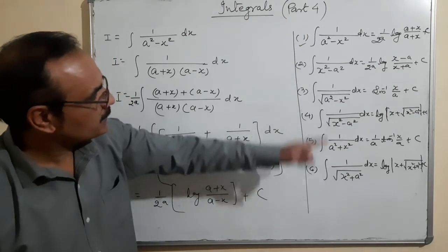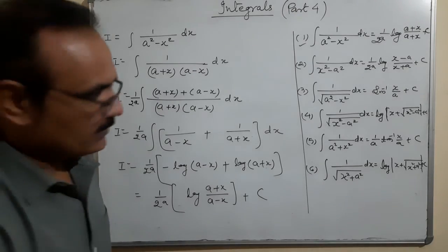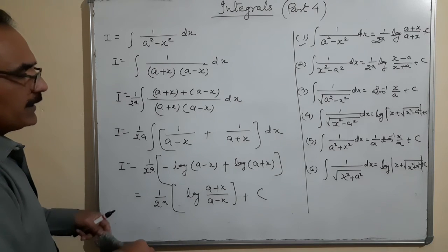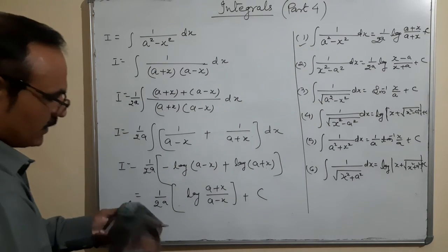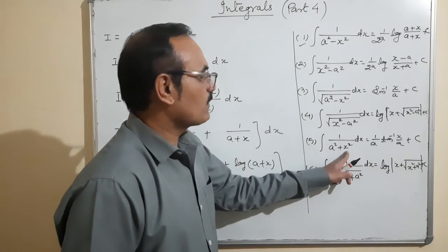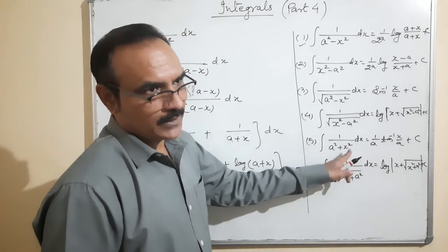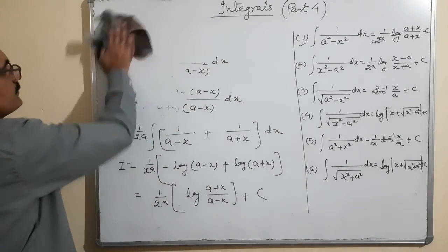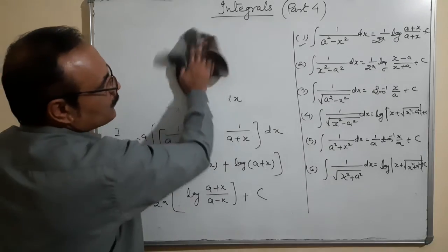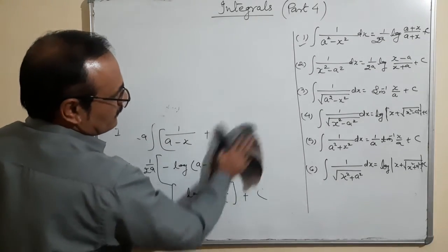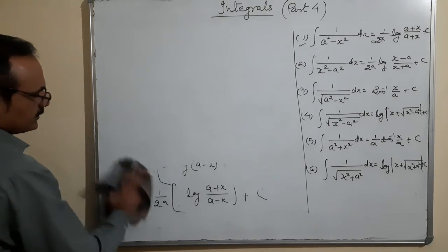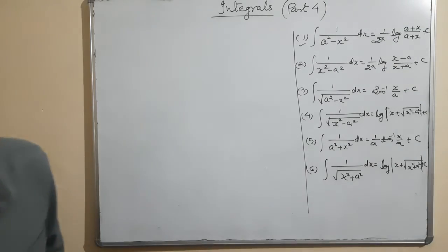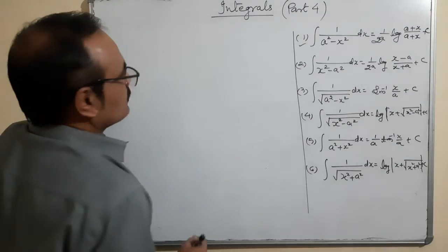Same as you can prove this. For a square plus x square, no, you cannot prove it this way; it is simply tan inverse x upon a. Here we can put x equal to a tan theta, so 1 plus tan square. After that I am taking the fourth. Others you try to prove. This fourth I am taking because it is based on substitution. It is based on substitution, the fourth one.